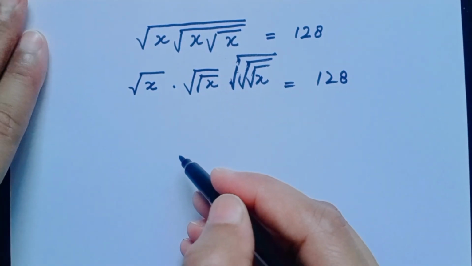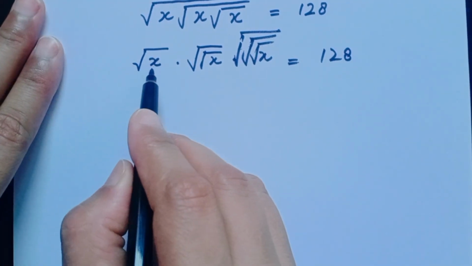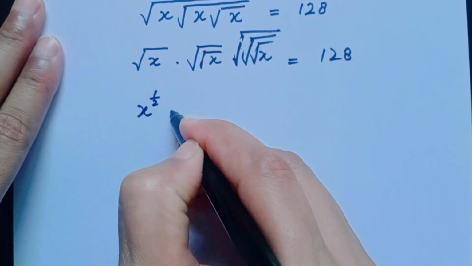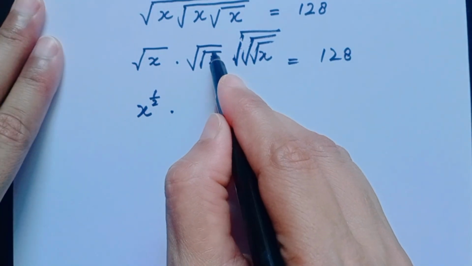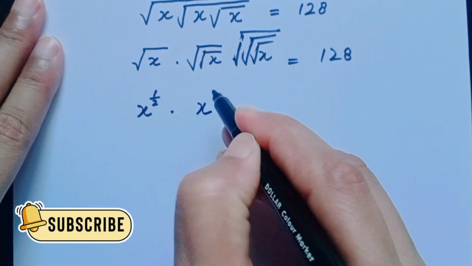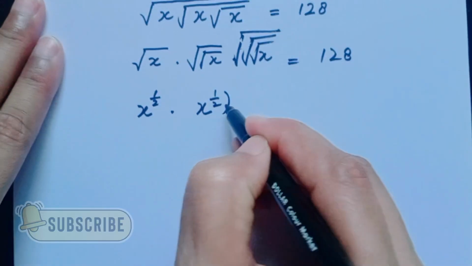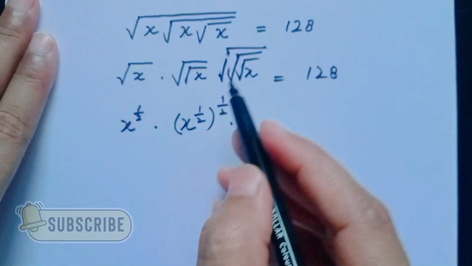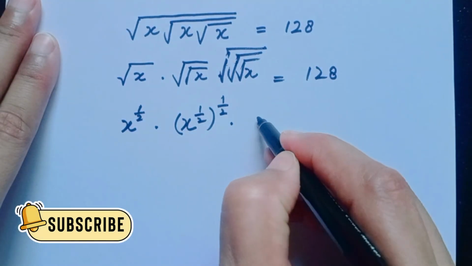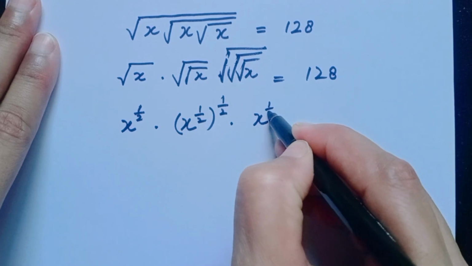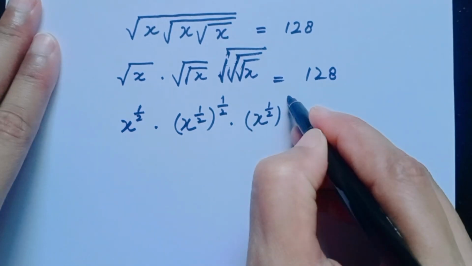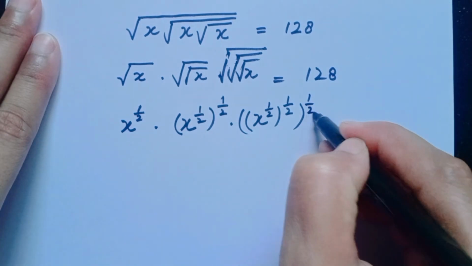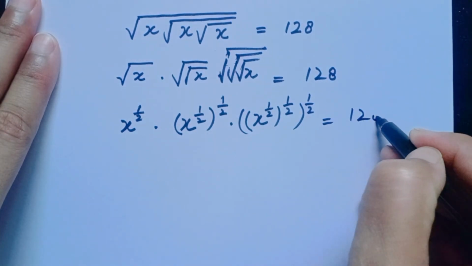So in the next step, we will write the power of the square root, x power 1 over 2. We know the power of square root is 1 over 2. Here we have two powers. So x power 1 over 2, again power 1 over 2 for the second square root, and times here we have 3 square roots. So we will write 3 powers, x power 1 over 2, again power 1 over 2 and power 1 over 2 is equal to 128.